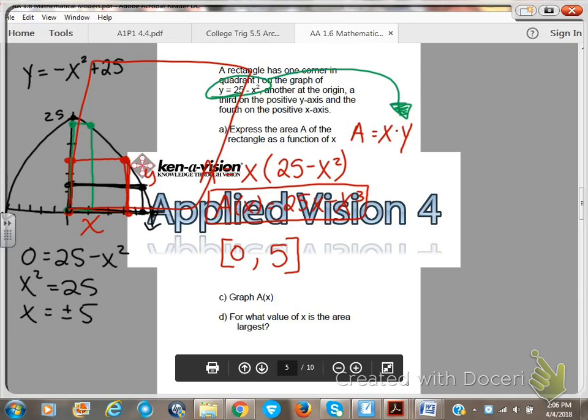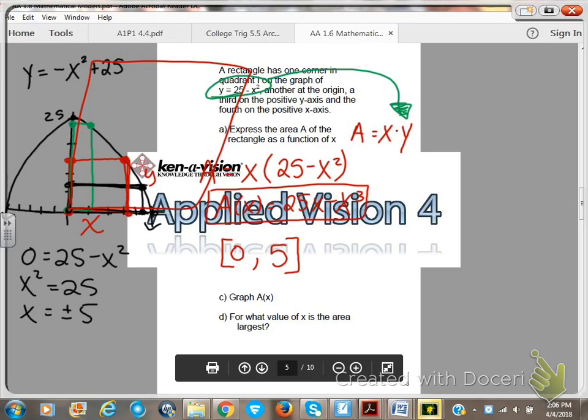Now part C says graph A of x. So that beautiful equation we just came up with, 25x minus x cubed, I'd like you to graph it, please. What do you need your window as? Well, we're going to have to figure that out. It might have to end up being bigger. We'll see.